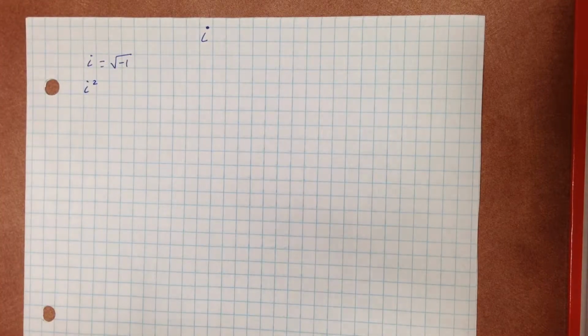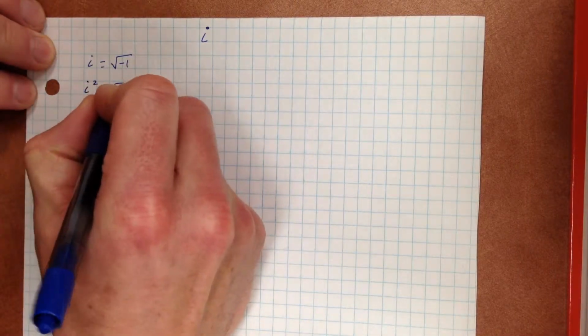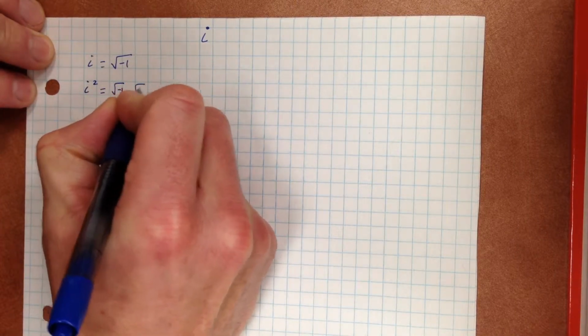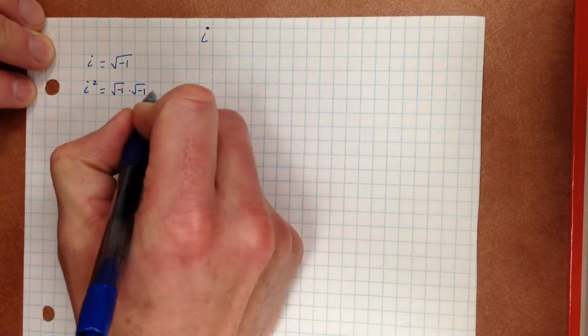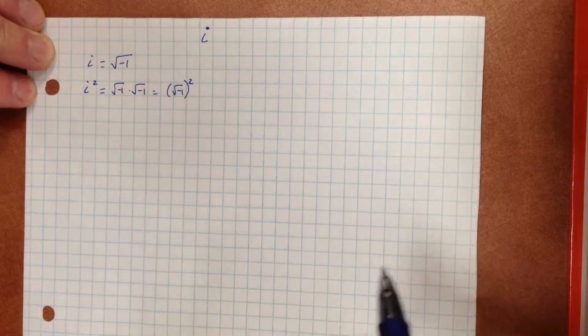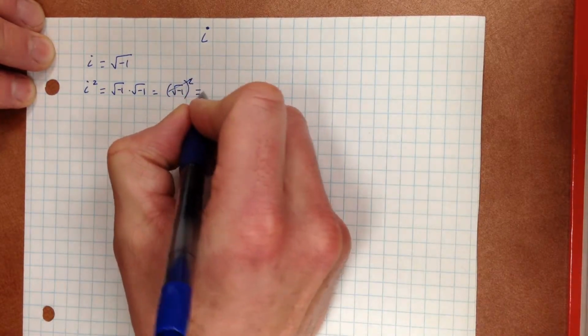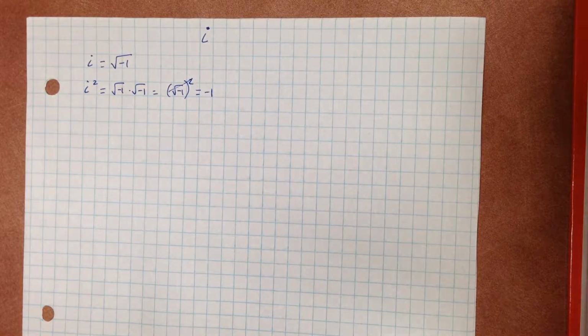I could take a look at I squared. If we know what I is, well, we can just square it. So what that means is it is the square root of negative 1 times the square root of negative 1. Another way of showing that, the square root of negative 1 squared, and you can see that those cancel each other out, leaving you with negative 1. So I squared equals negative 1.